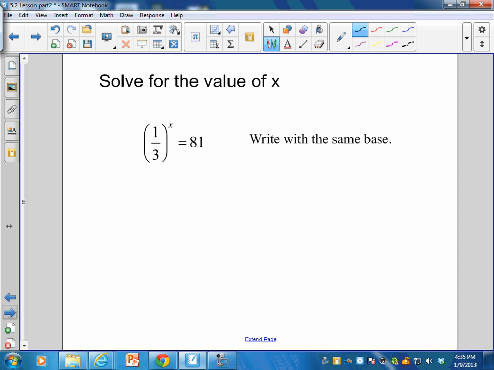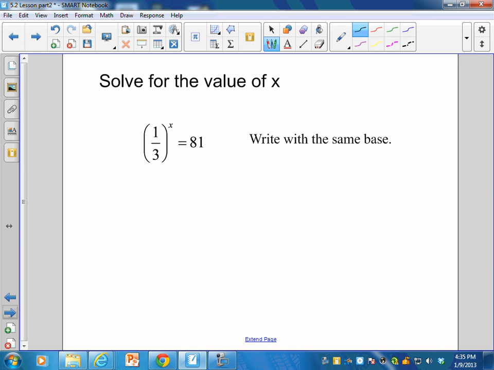Okay, so now we're trying a different one. Solve for the value of x. So we've got 1/3 and we've got 81. This is a little tougher problem. Always the first part is to write it with the same base, where it takes some intuition, some thinking about what's going on here: how can I get these to be the same exponent base? We've got a fraction here, 1/3, and we've got 81.